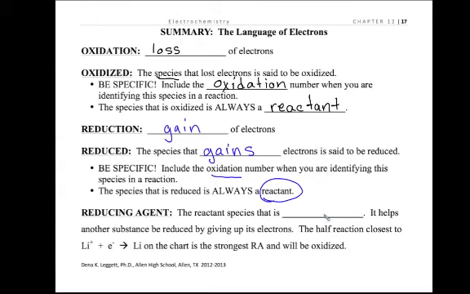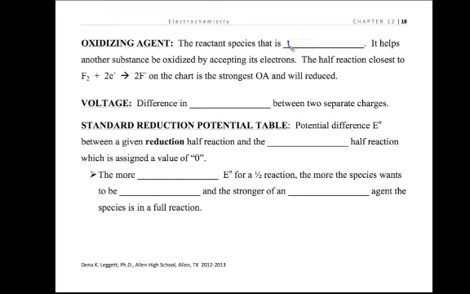The reducing agent is the species that is oxidized. It helps another species be reduced by being oxidized. Just like a travel agent helps you travel, but doesn't travel with you. The oxidizing agent is the one that's reduced. They're simply opposite names. And it's terminology that I think is most important. The half reaction closest to fluorine, or the most positive, wants to be reduced and hence is the strongest oxidizing agent.